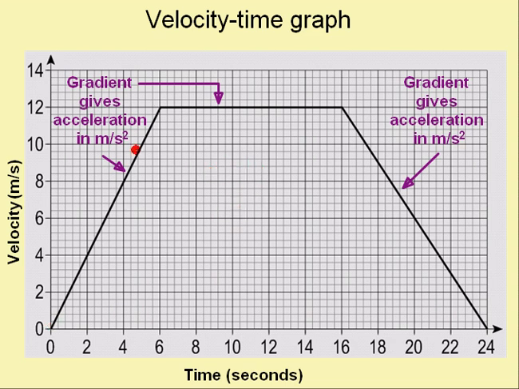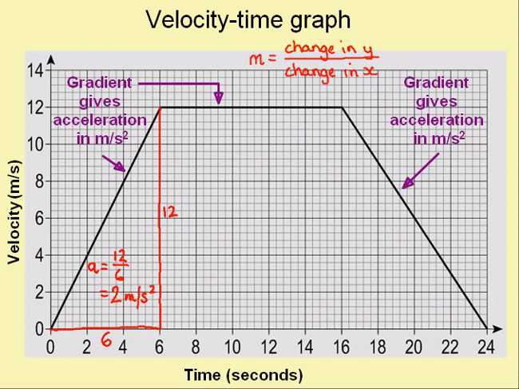Let's find the acceleration for this section of the graph here. We know that the acceleration is given by the gradient, and we know that the gradient of a line is given by the change in y divided by the change in x. Now the change in y for this section here is positive. It goes from 0 to 12, so the change in y is positive 12. The change in x is also positive. It goes from 0 to 6, so the change in x is 6. So the acceleration is given by 12 divided by 6. This is 2 meters per second squared.